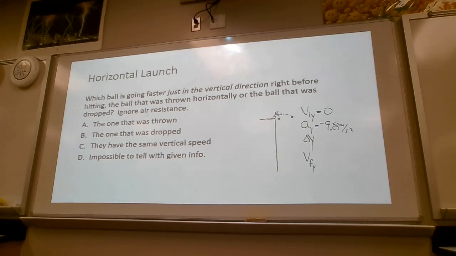Here's the full story. If you did not have depth perception, and this ball was shot at you horizontally and this ball was dropped from the same height at the same time, you could not tell a difference between these two balls. They would look identical. Does that make sense? Their vertical motions would be identical, the same.